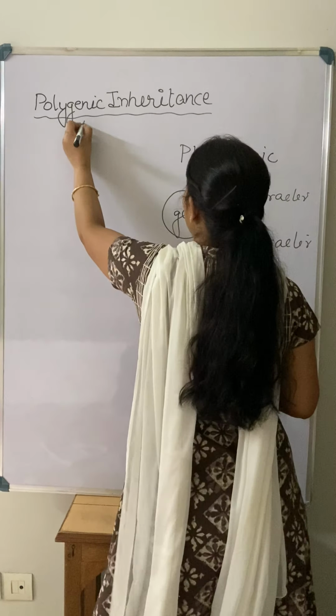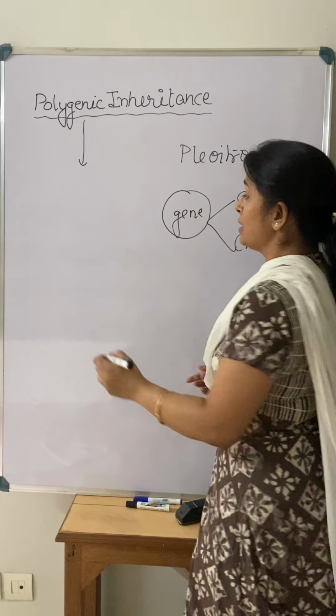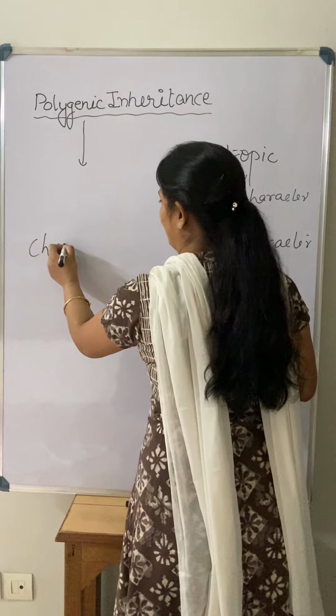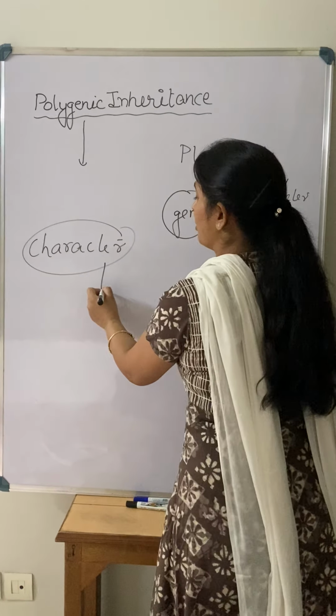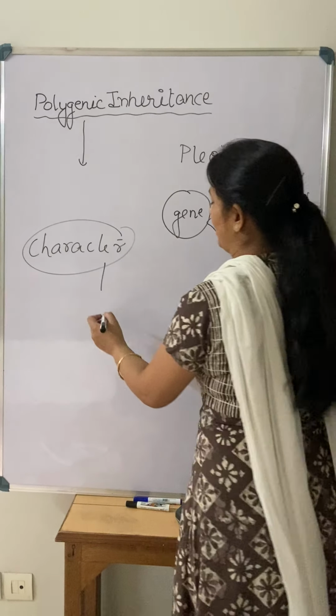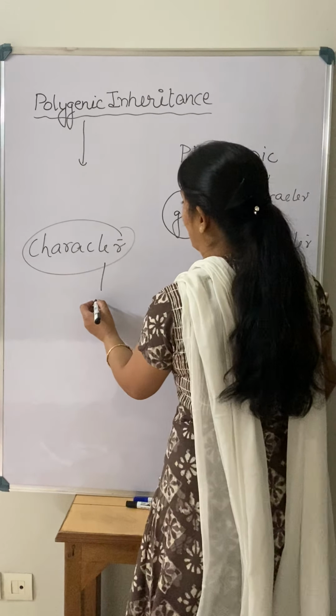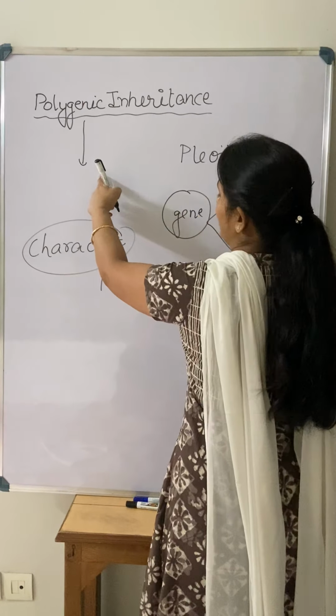But in the case of polygenic, what is there? A single character is controlled by more than two pairs of alleles or more than two pairs of genes. That time we call it polygenic inheritance.